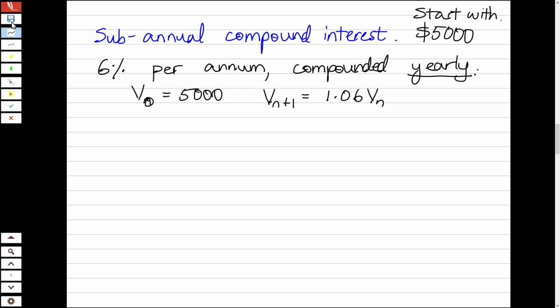Now, here's the thing. In the real world, when banks pay you interest, they don't calculate the compounding part every year. They actually do it in shorter periods than that. So they might compound every month, or every week, or every day. Because of that, that actually makes our calculations a little bit more complicated. But if you're the person with the money, that's good for you. Because if we compound more often, we get more money. So I want to show you how this works.